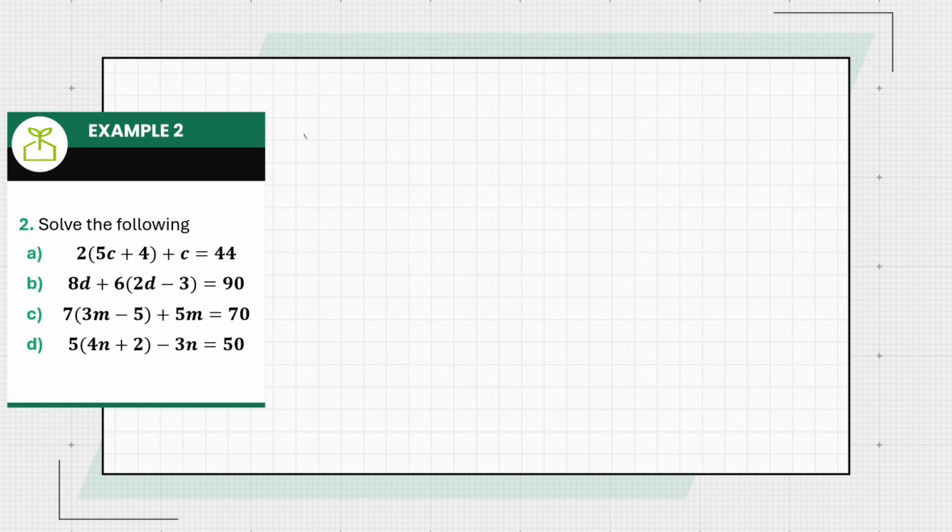Alright, let's go. So we got A, which is 2 bracket 5c plus 4, plus c, is equal to 44. And in order to solve, we need to expand this out. So we're left with 2 times 5c, which is going to be 10c, and then 2 times 4, which is going to be plus 8, plus c is equal to 44.